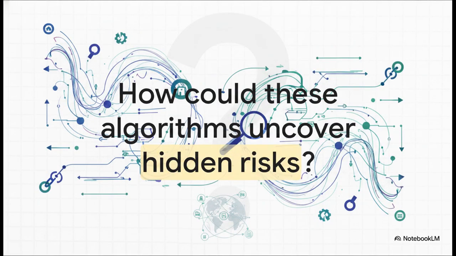Because let's face it, every complex system contains hidden vulnerabilities just waiting to trigger a systemic collapse. But by treating your data as a highly interconnected network, you gain the ability to mathematically quantify those threats before they ever materialize. So, I'll leave you with this. How could these knowledge graph centrality algorithms uncover the hidden risks in your industry?